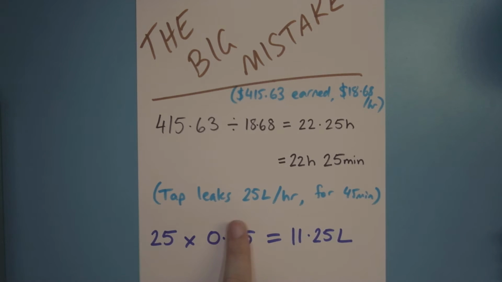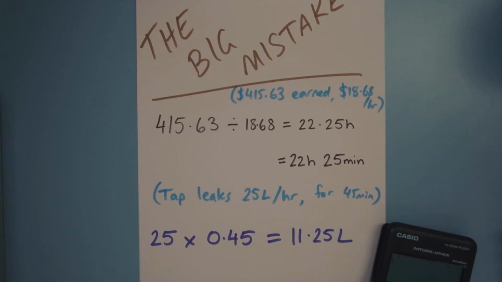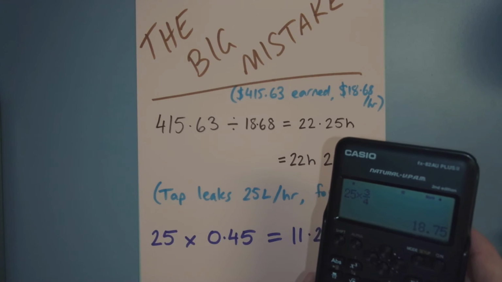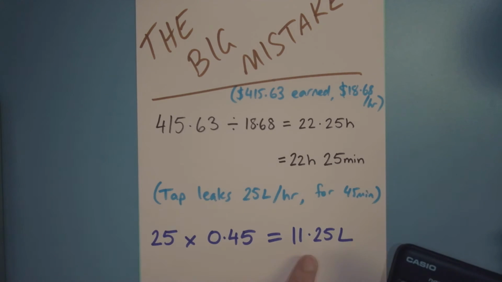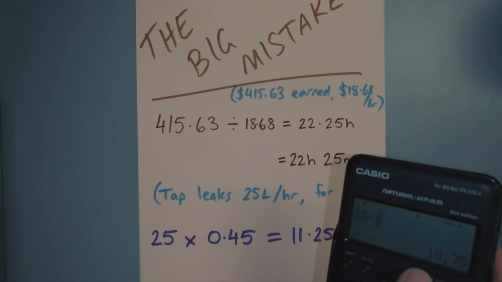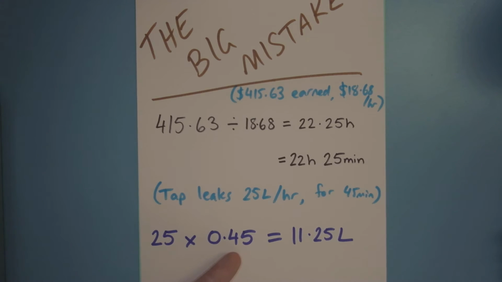Another example here, a tap leaking at 25 litres per hour, and it's leaking for 45 minutes. People multiply it by 45, or they say it's 0.45, and then, yep, that's their answer. But they forget that 45 minutes is actually 3/4 of an hour. So their answer should be 18.75. Suddenly their answer's off by quite a lot. It's not like they were, oh, that's only 10 minutes difference. The end answer ended up being quite a bit different because you used the wrong timing there.